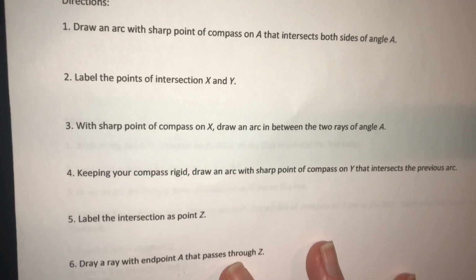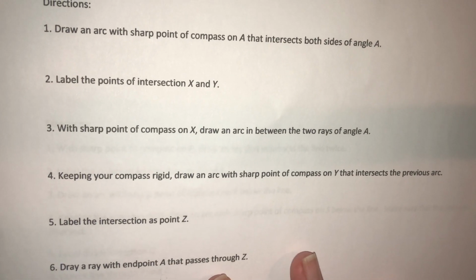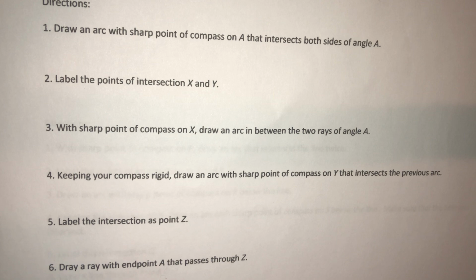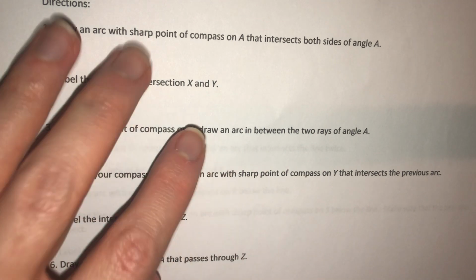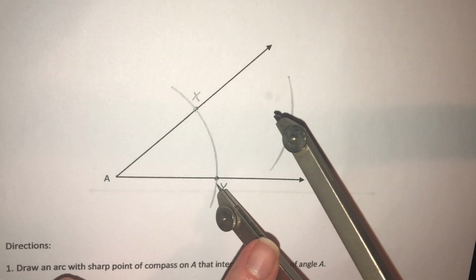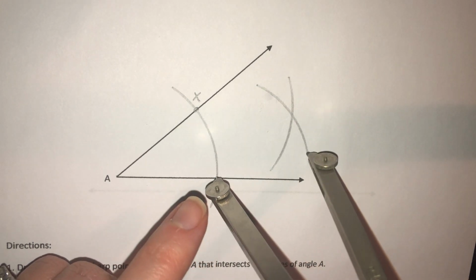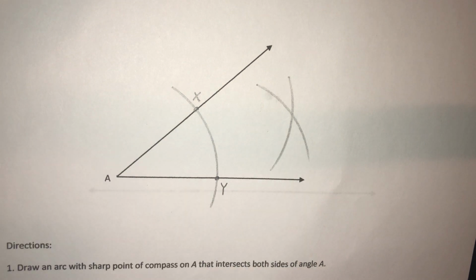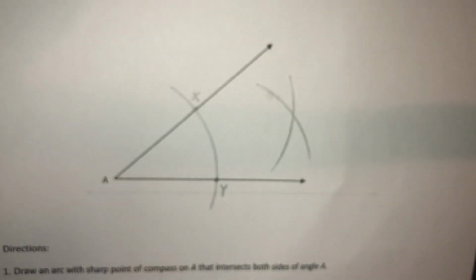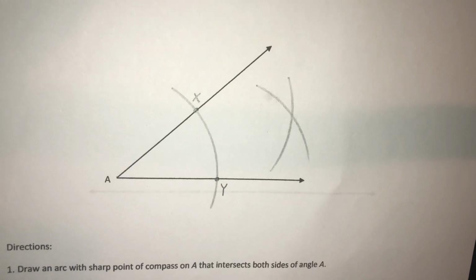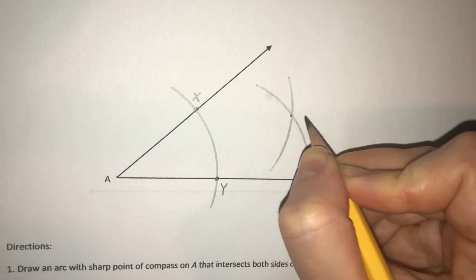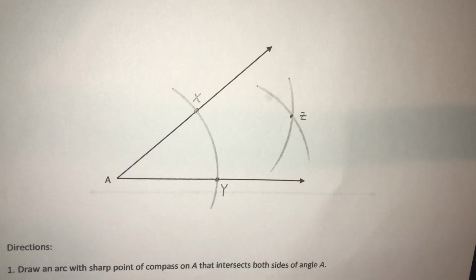Then step 4 says keeping your compass rigid, so do not adjust it. Draw an arc with the sharp point of your compass on Y that intersects the previous arc. So the pointer goes on Y, and I make an arc with the same measurement on my compass that crosses the first one. So there's a little X right in the middle of these two sides of the angle now. And it is in the middle. That's the whole idea with making an angle bisector. Now, label the intersection as point Z. So this point is point Z.